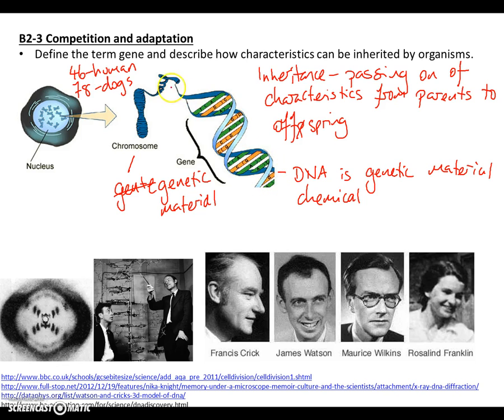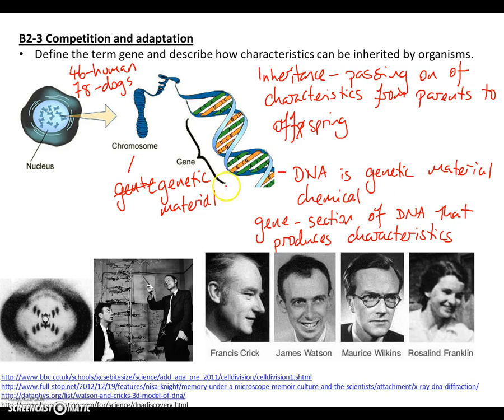And within this very, very long chain of DNA, there are sections which are called genes, and each gene is basically a section of DNA that produces characteristics. So you might have one gene which codes for your hair color, one that codes for your eye color. Now in reality, all of these traits or characteristics are very complex, and they don't tend to be based on just one gene, but for simplicity's sake, one gene will code for a particular characteristic.